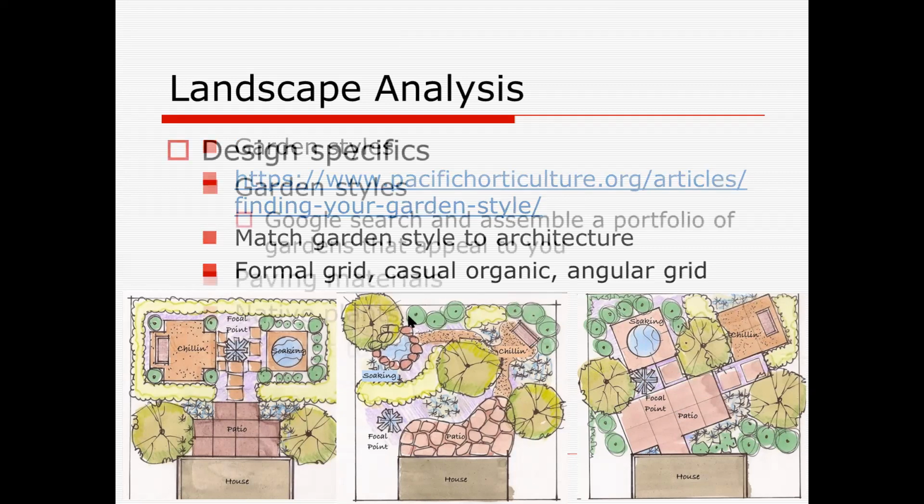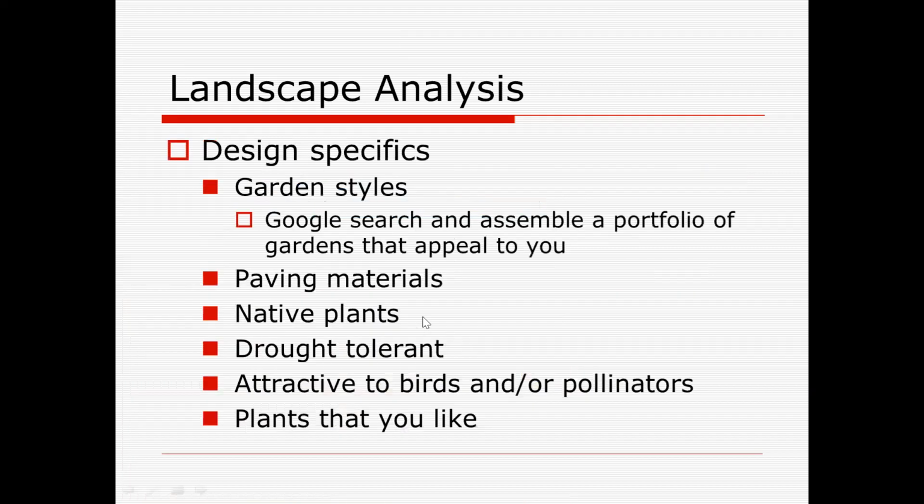So plant selection: if you want native plants in your yard, if you want drought tolerance, if you want your plants to be attractive to birds and other pollinators, and plants that you like. So here we get down to a list of plants that you're going to want to incorporate into your garden.